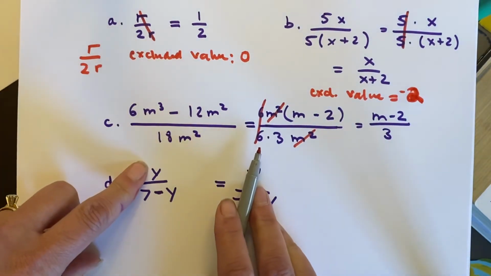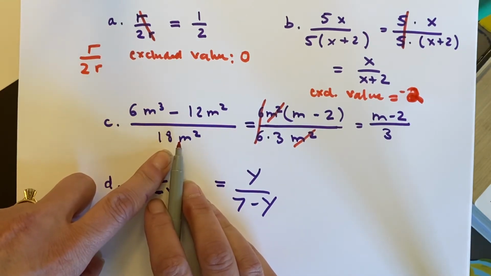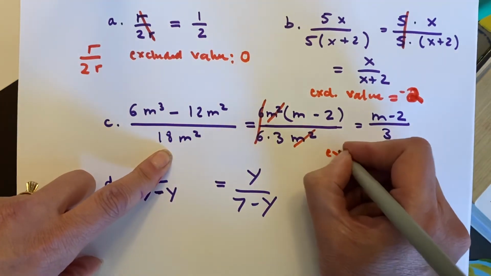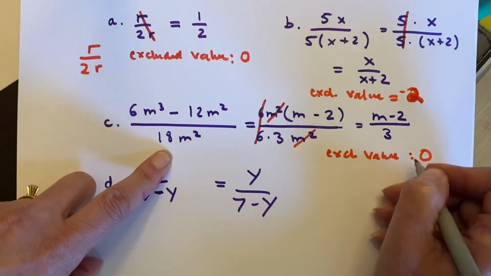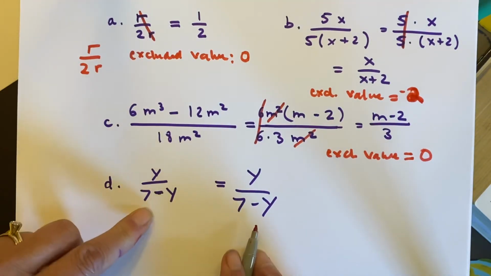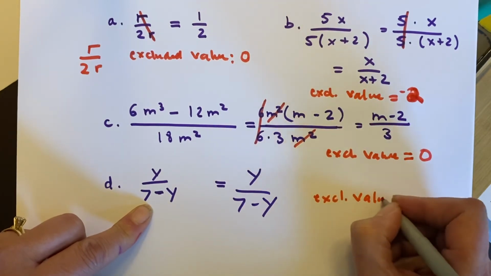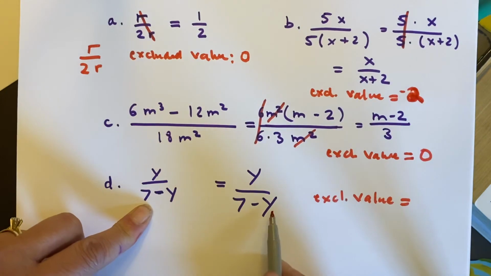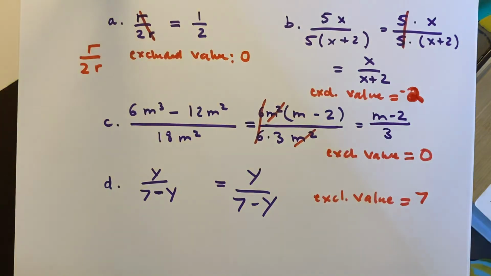All right, let's look at C. Again, we can see very clearly the only thing that's going to give us 0 on the bottom is 0. So the excluded value for C is 0. Okay, let's look at the excluded value down here. What value of y is going to make the whole denominator 0? Well, you can see if y is 7, 7 minus 7 is 0. So positive 7 is going to be the excluded value for D. Okay, so that is example number 2.